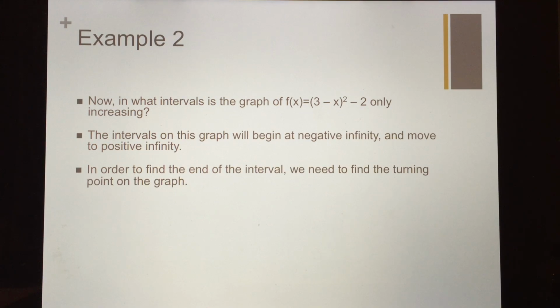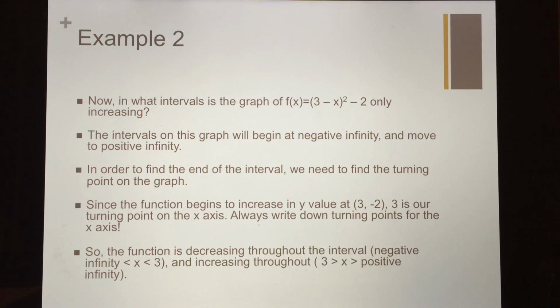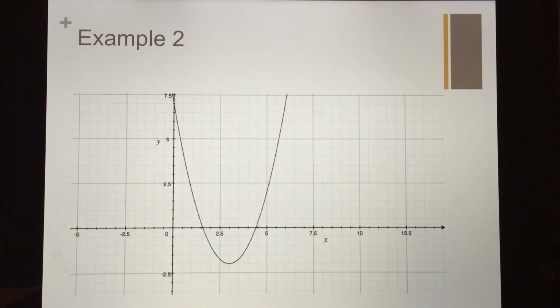In order to find the end of the interval, we need to find the turning point on the graph. So since the function begins to increase in the y value at (3, -2), 3 is the turning point on the x-axis, and turning points are very, very important for intervals, so you should always be writing down your turning points on the x-axis. So the function is decreasing through the interval -infinity < x < 3, and increasing throughout 3 < x < positive infinity.